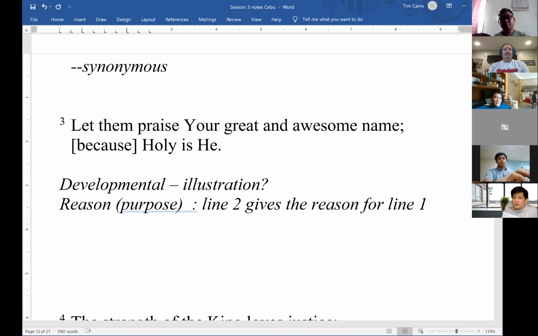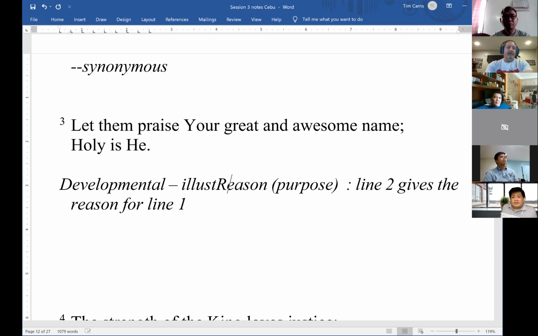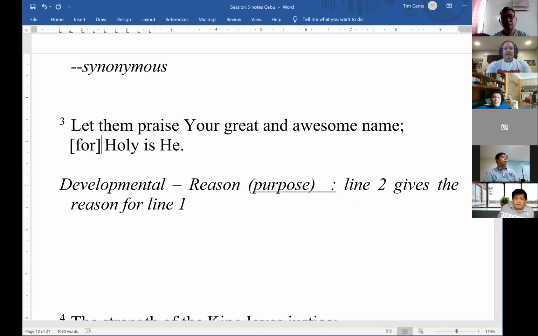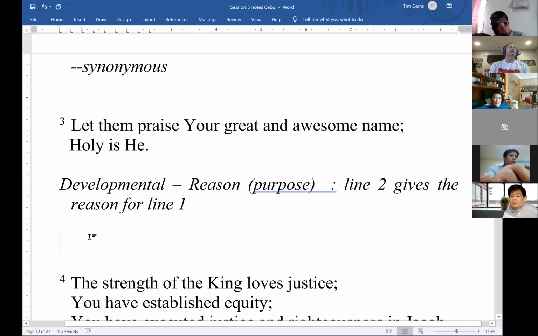So it's almost like we're saying this. That's how we're seeing it, I think. So, or for. Very good, Kent. Good insight. For holy is He. Yeah, you could say for holy is He. That's what seems to be the connection between these two lines. All right. Very good. Any questions on that? Does that make sense, everybody?